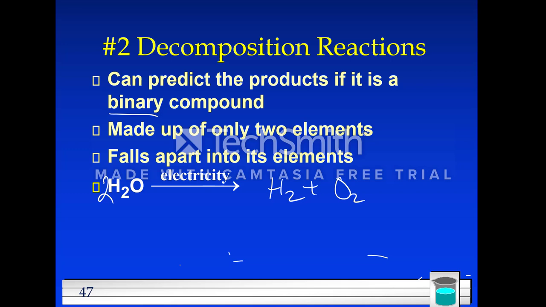That gives me 2 oxygens there. It also gives me 4 hydrogens, so I put a 2 in front of hydrogen. Gives me 4 hydrogens. And that says water makes hydrogen and oxygen, but 2 water molecules make 2 hydrogen molecules and 1 oxygen molecule.